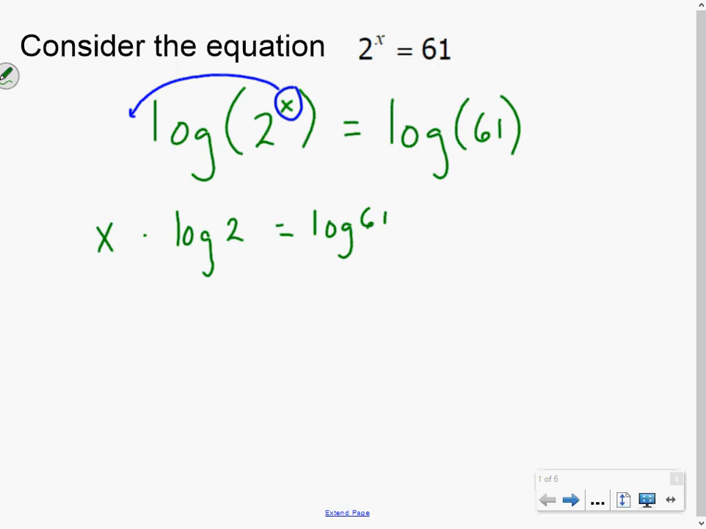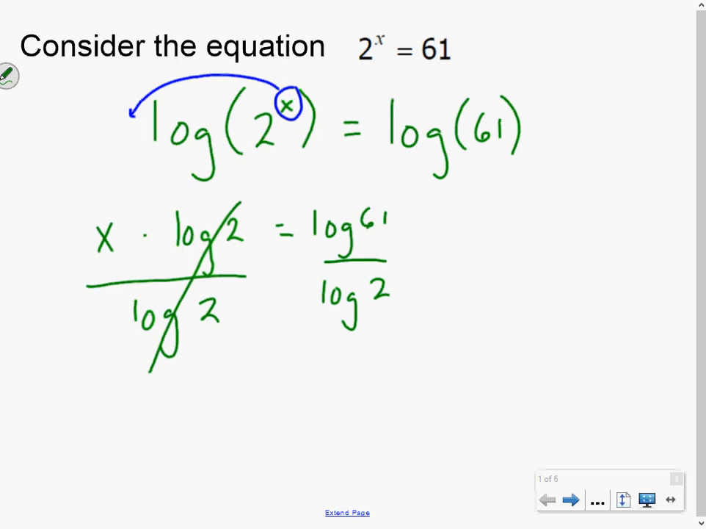Log of 2 is just some number, and log of 61 is, again, just some number that can be calculated. So to solve for x, I really just need to divide both sides by log 2, so it'll cancel out here. We divide this side by log 2, and then we can find a value for x. Now, it's not going to be exact. It's not going to be perfect. We will have to do some rounding. You're going to get decimals, but it's a very close approximation. It's really the best we can do.